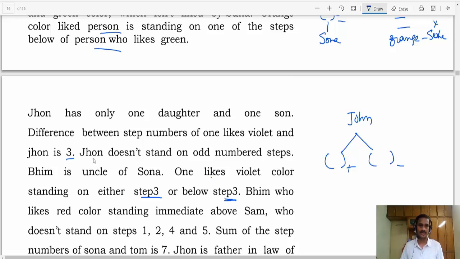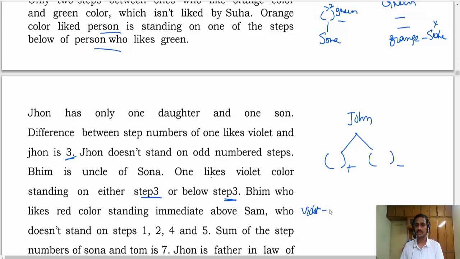Then next one, the difference between the numbers of Violet and John is 3. Since Violet and John differ by 3, where must Violet be? Violet must be either 3 or lesser than 3. If Violet is 3, where must John be? The difference between these two is 3, so how many must be between Violet and John? There must be exactly 2.